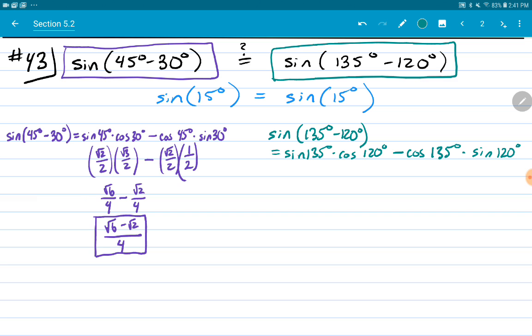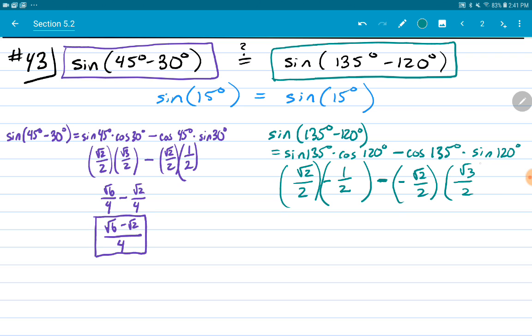And then sine of 135 degrees, that's radical 2 over 2. Cosine of 120 will be negative because that's the x value on the left side of quadrant 2. So that'll be negative 1/2. And then cosine of 135 degrees will be negative again because that's an x value. So that's negative radical 2 over 2. And sine of 120 gives me radical 3 over 2.